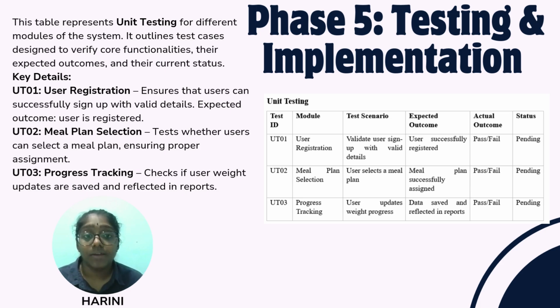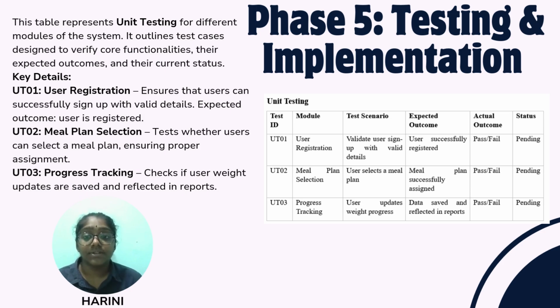Now, in phase 5, we're going to talk about testing and implementation. This table represents unit testing for different modules of the system. It outlines test cases designed to verify core functionalities, their expected outcomes, and their current status. There are three key details.